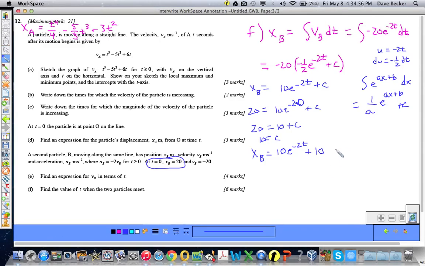I'm going to set that equal. So 10e to the negative 2t plus 10 is equal to t to the fourth over 4 minus 5/3 t cubed plus 3t squared. And there's no way you should attempt to solve that by hand. So we are going to have to graph it.